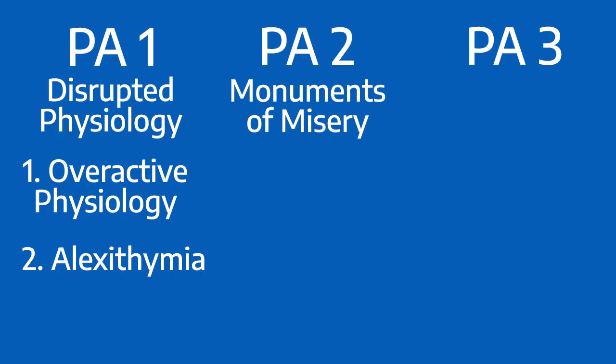So the second problem area is what I call monuments of misery. And the idea here is that a monument of misery is the underlying event or memory or memories. There could be multiple monuments of misery, but it's the underlying event or memory that is behind or causing intrusive thoughts, flashbacks, and nightmares. And so most people know what nightmares are, I'm assuming everyone knows what a nightmare is, right?